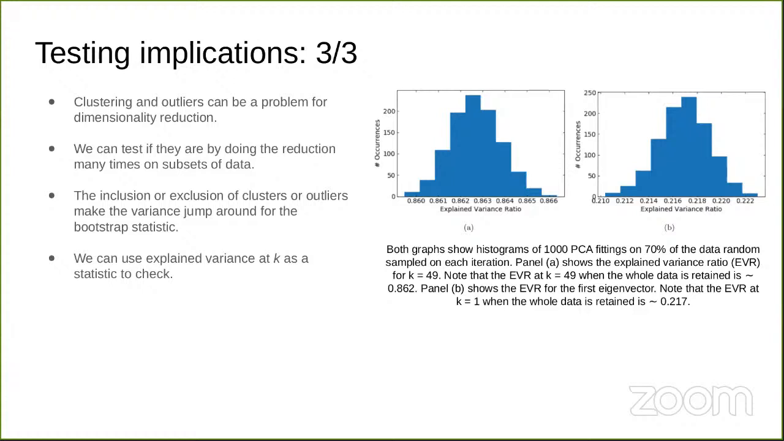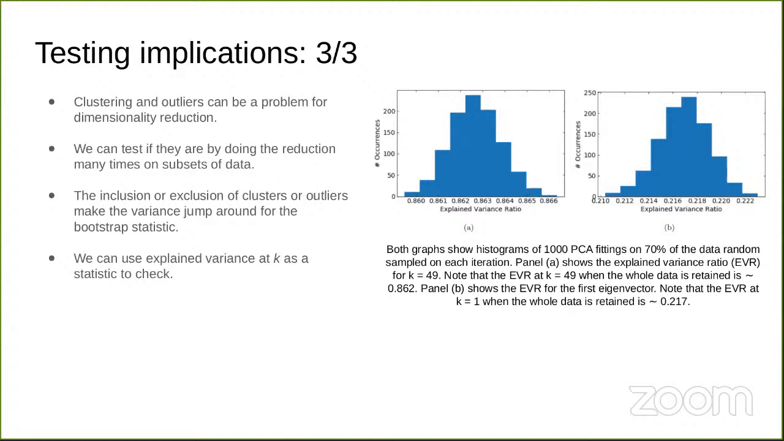These two panels show PCA fitted about 1,000 times, each time keeping 70% of the data, collected at random, and leaving out 30%. I drew two histograms showing what happens with the explained variance on the first component, which explains the most variance, and the 49th component, which is the last one we pick.